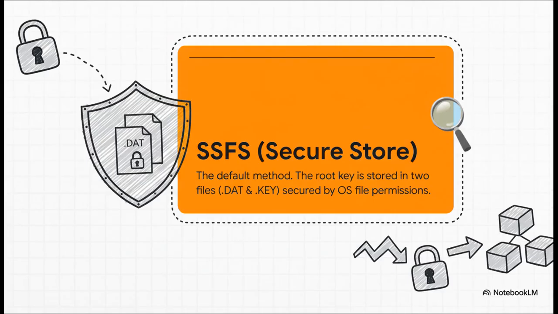So, the default setup, SSFS, what is that exactly? Well, your root key is stored in two little files right there on the server's operating system. You've got a .dot file and a .key file. Think of the .dot file as a little safe holding the key, and the .key file, well, that's the key to open that safe. The security for this whole setup boils down to your OS file permissions.